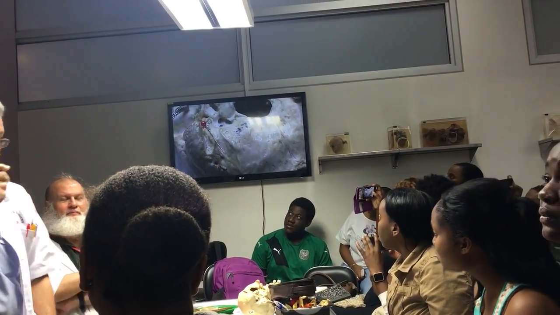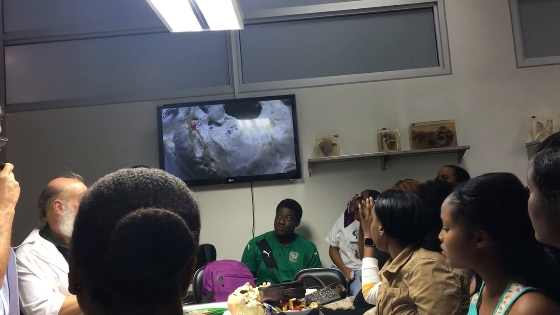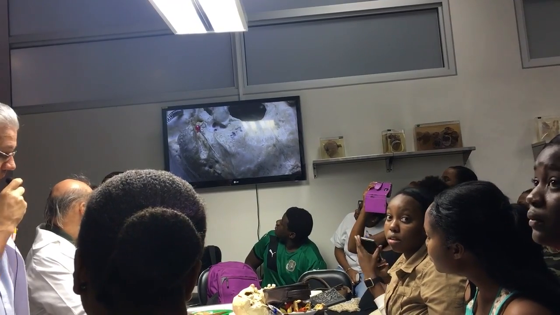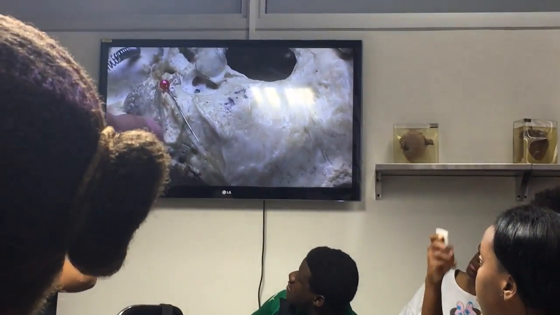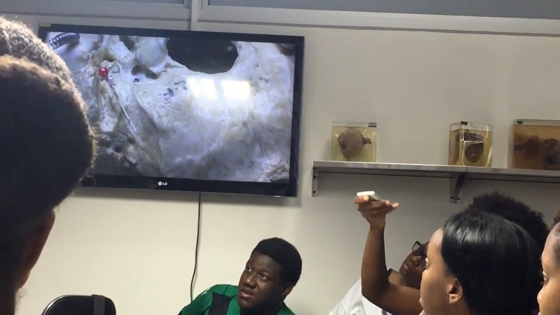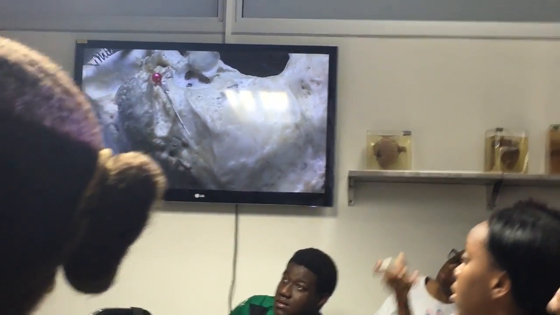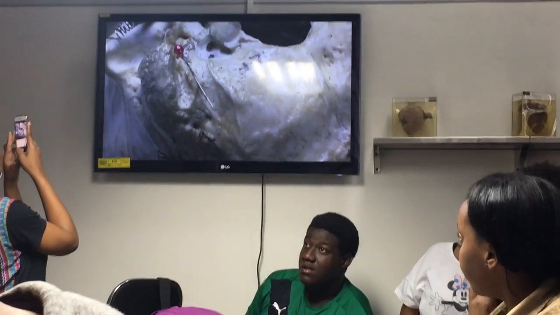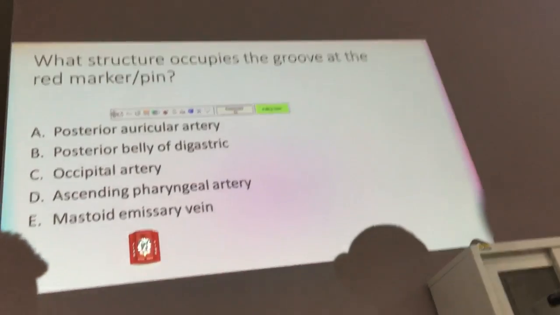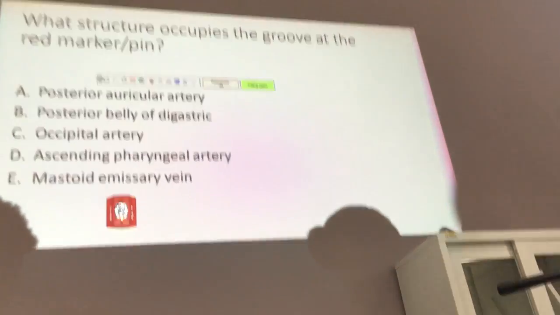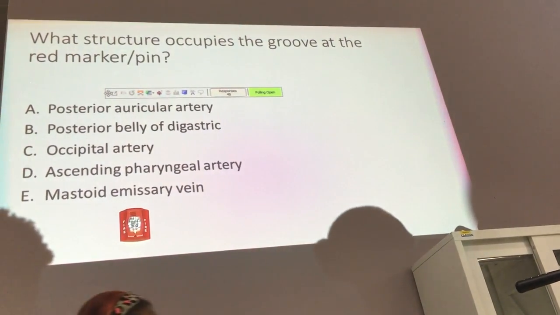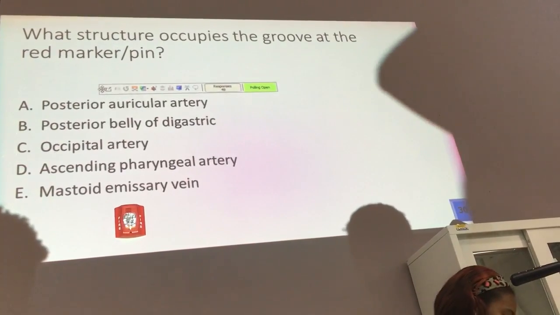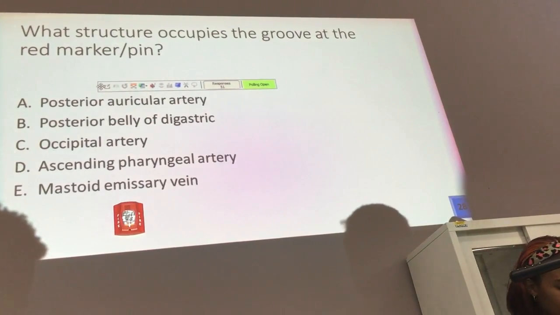Okay, can you see that little groove there? There are two grooves at the mastoid. There's a big one just medially and another one medial to that. So what structure occupies the groove at the red marker? The choices are posterior auricular artery, posterior belly of digastric, occipital artery, ascending pharyngeal artery, and a mastoid emissary vein.